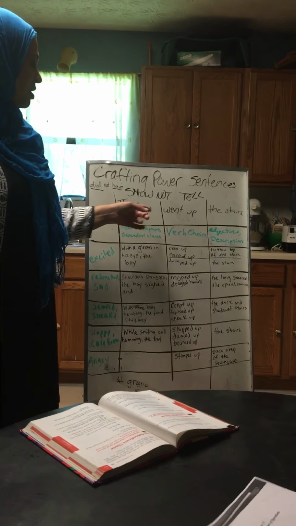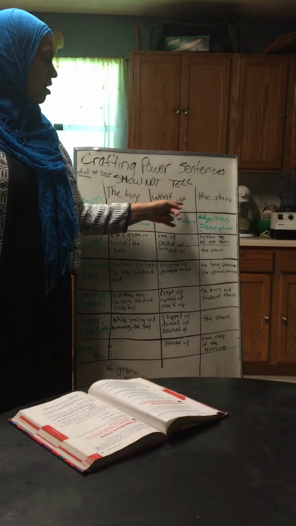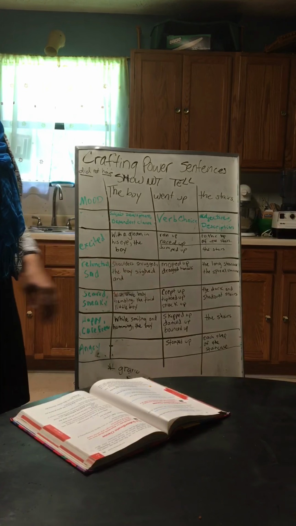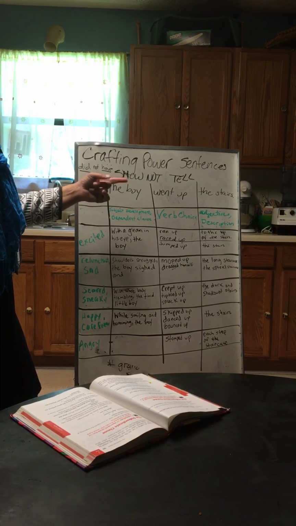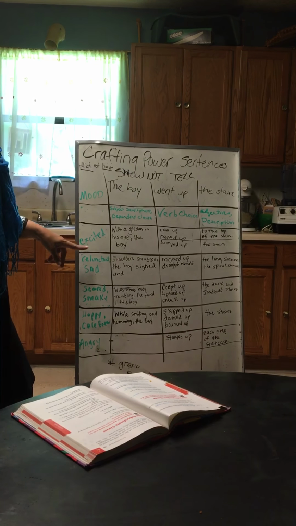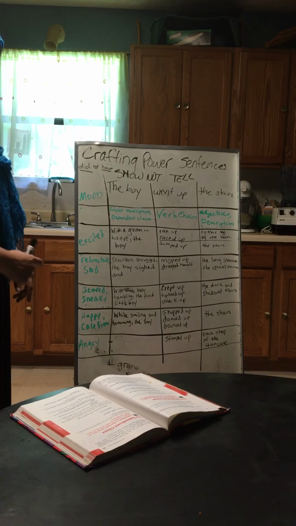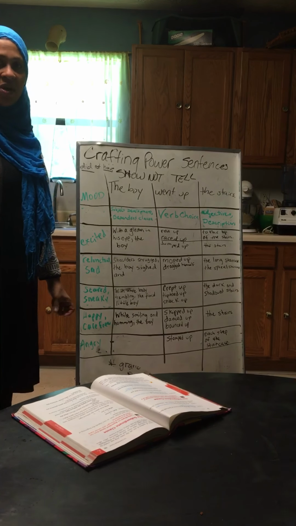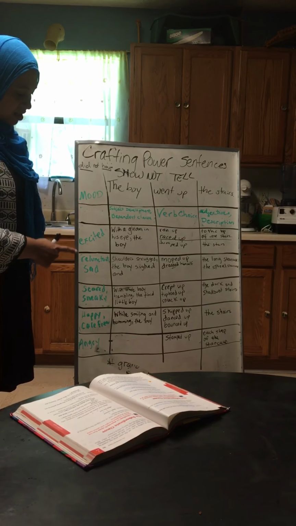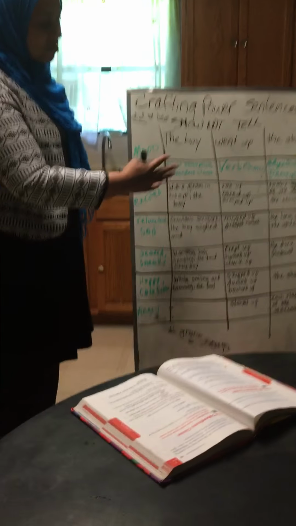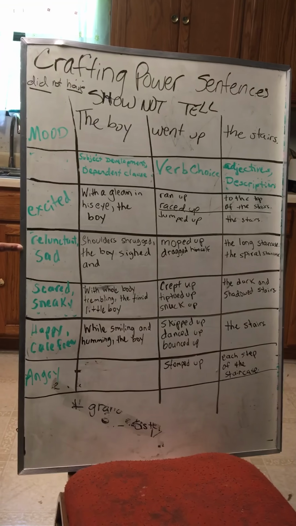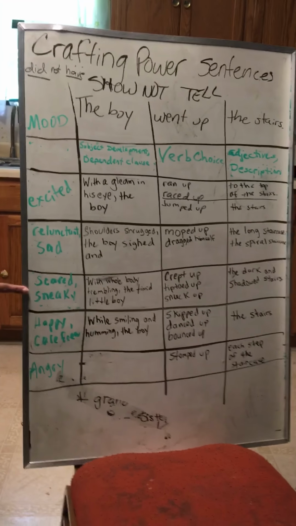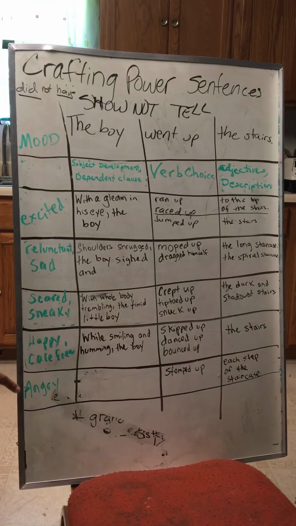So we took a basic sentence: the boy went up the stairs, and we charted it. How we charted it is that we placed the section for mood next to the sentence, and we put certain moods here. So Layla, my daughter, is filming. See if you can get close, because it's kind of small written. I don't have the best handwriting. But here we have moods of excited, reluctant, sad, scared, sneaky, happy, carefree, and angry.